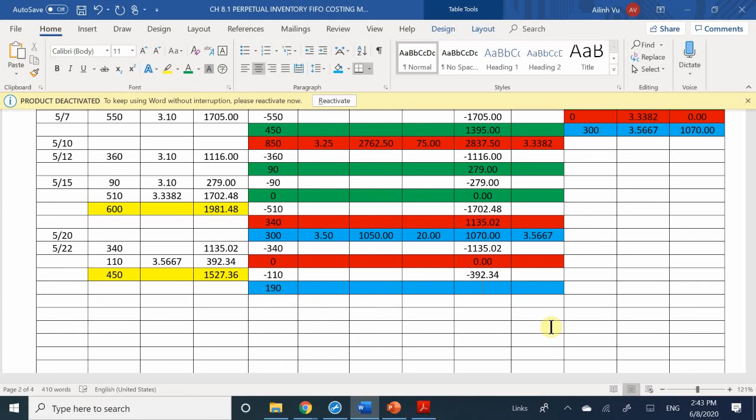Okay, so let's go ahead and finish this up. So what is 1070 minus the 392.34? I got 677.66. Perfect. 66 cents. Okay, so here we're also going to clear this out. And we're going to change this to 190. And we're going to change this to 677.66. Okay, 677.66. Boom. Okay, good.